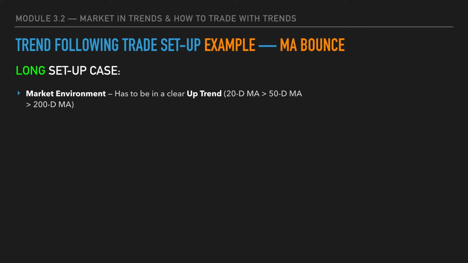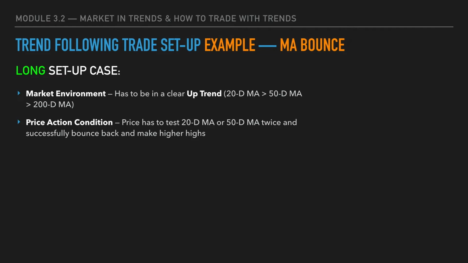This trade setup works the best in a clear uptrend, which means the 20-day moving average is above the 50-day moving average, and the 50-day moving average is above the 200-day moving average. For the purpose of simplicity, I will take the 100-day moving average out of this example. In this trade setup, I will only use three moving averages: 20-day, 50-day, and 200-day. There's a special price action condition.